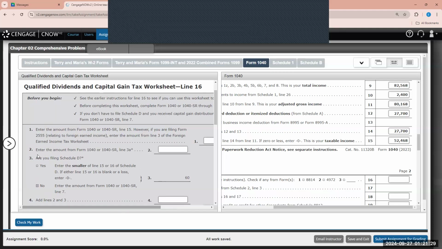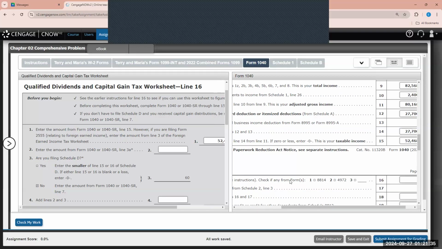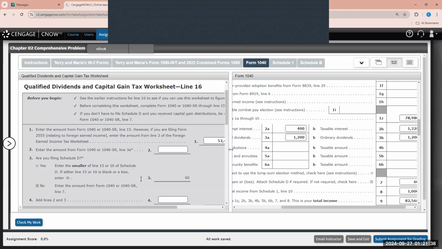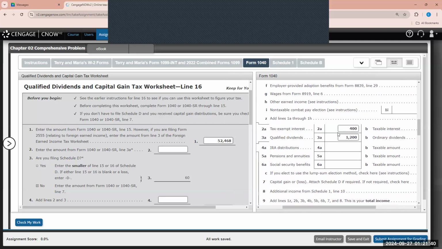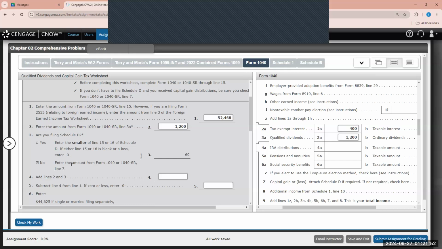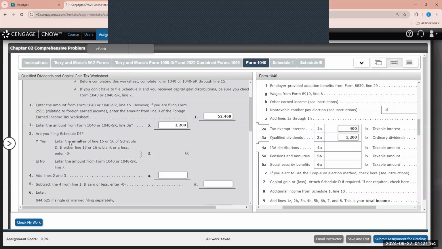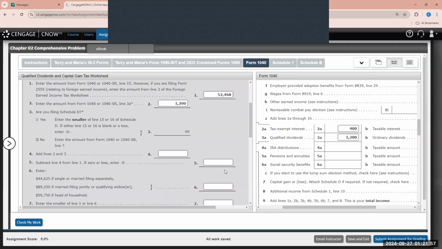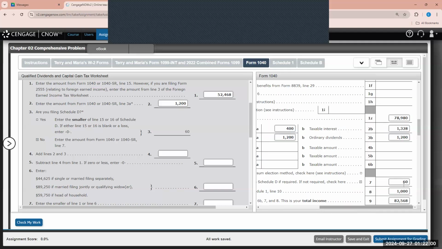$52,468. And it's asking us to enter the amount from 1040, line 3A. So if we scroll up, the amount from 3A is $1,200. Line 3 asks, are we filing Schedule D? The answer is no. So then it asks to enter the amount from Form 1040 or 1040-SR, line 7. So if we look to line 7, this is the $60 that was reported on box 3 of the 1099-DIV, which represents $60 of capital gain.